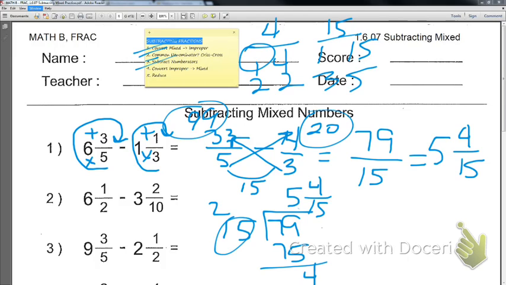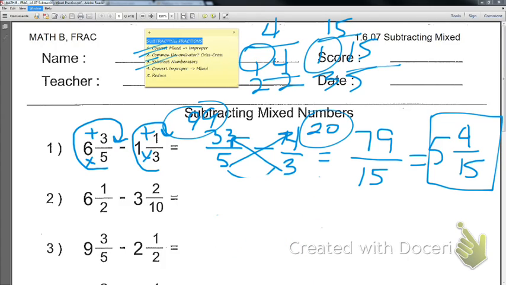So you can see that the greatest common factor of 4 and 15 is just 1. That means that our fraction does not reduce. It's already in its lowest terms. So that's your final answer. Alright, just one more example problem for you. We need to start over with our steps.